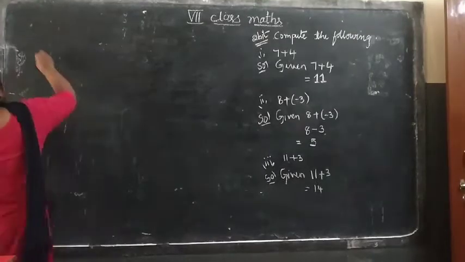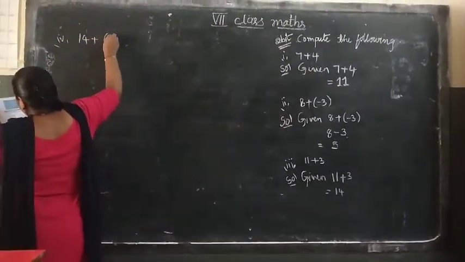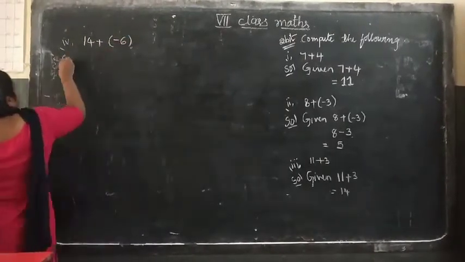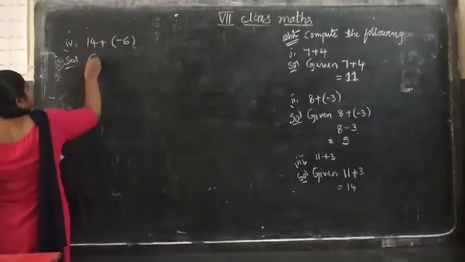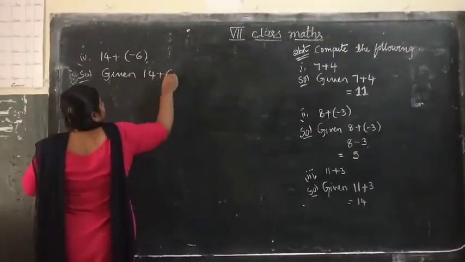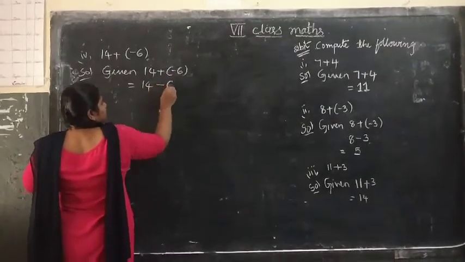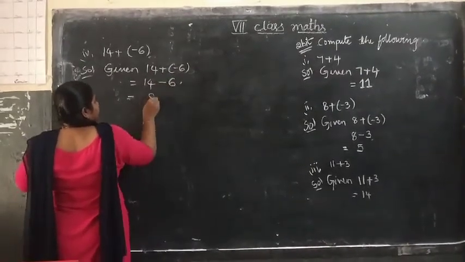Next is 14 plus of -6. Again you are seeing the double signs together. So given 14 plus of -6, 14 plus into minus is -6. So 14 minus 6 is 8.